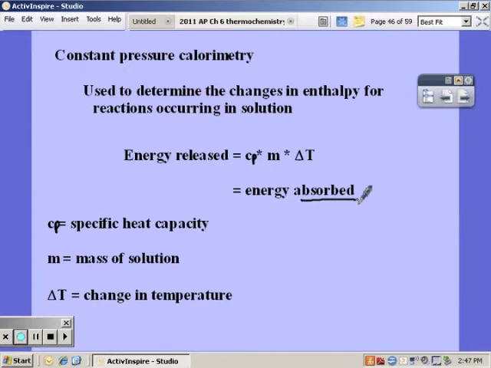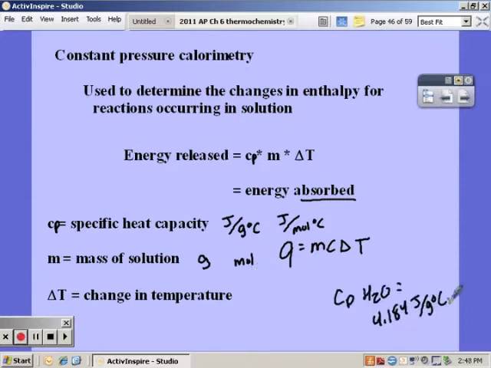Cp is our specific heat capacity, and that's what we just saw was joules per gram degree Celsius. M is mass, usually in grams, and delta T is our change in temperature. So make sure you know the formula Q equals MC delta T, Q being the energy. The only heat capacity that you need to memorize is for water. That's 4.184 joules or 1 calorie per gram degree Celsius.